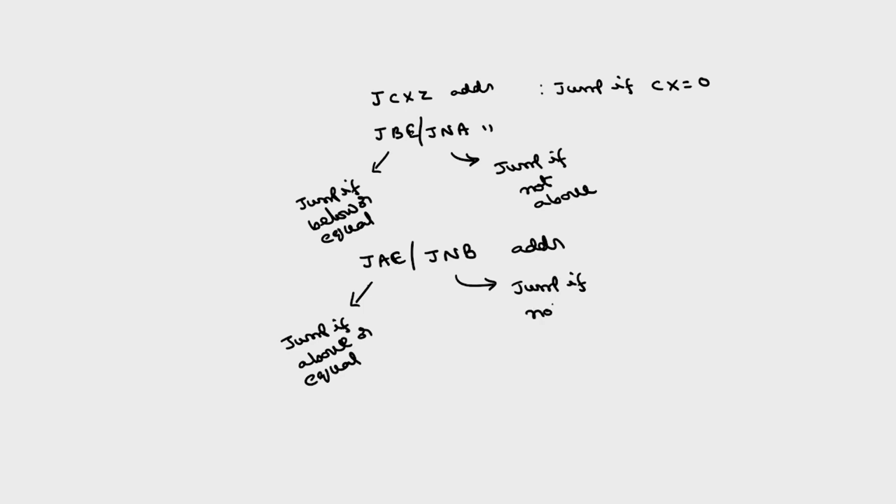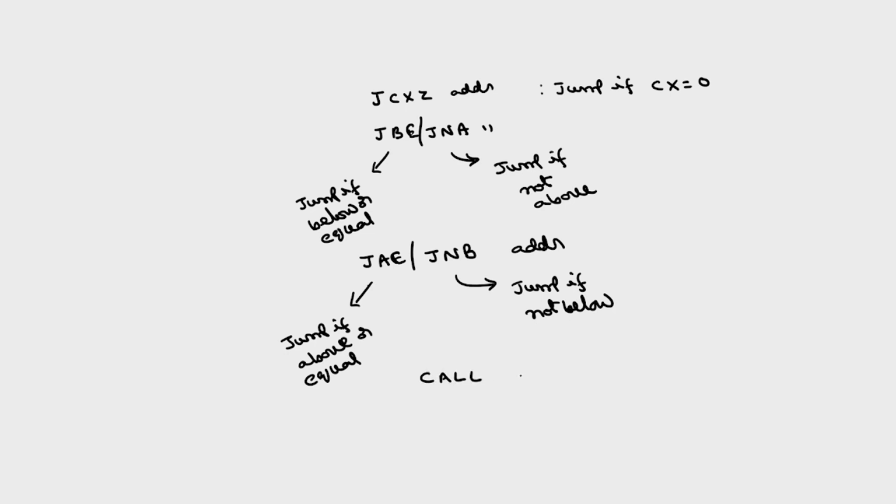Jump if not below. So, there are totally 17 conditional jump instructions. Okay. Now, the next branch group will be the call instruction.